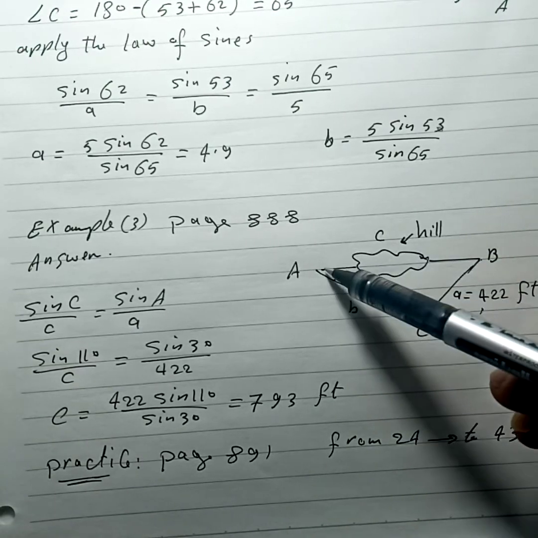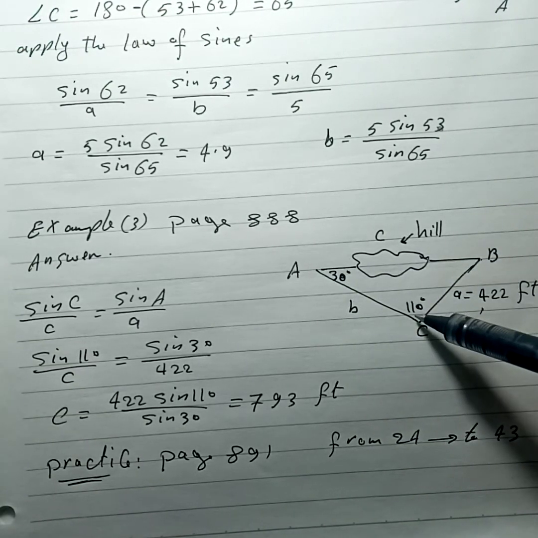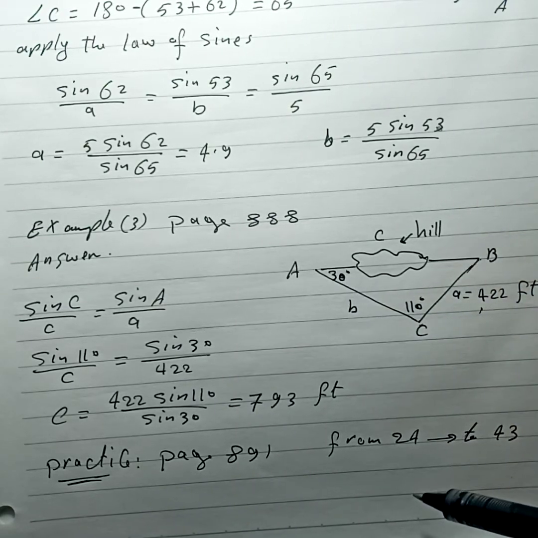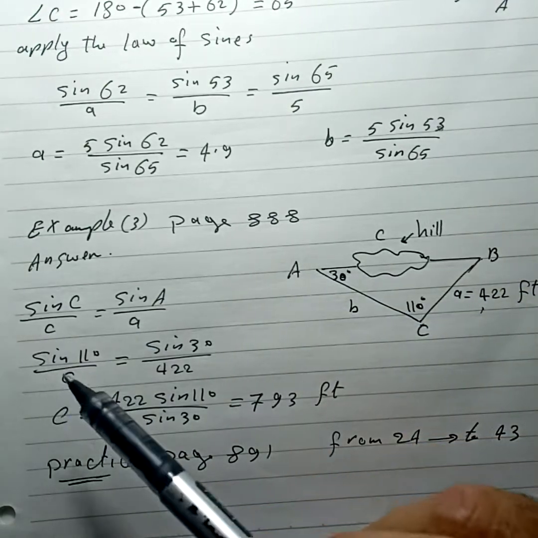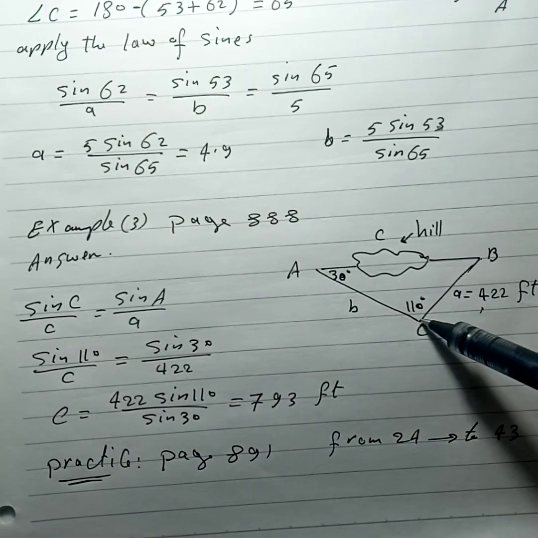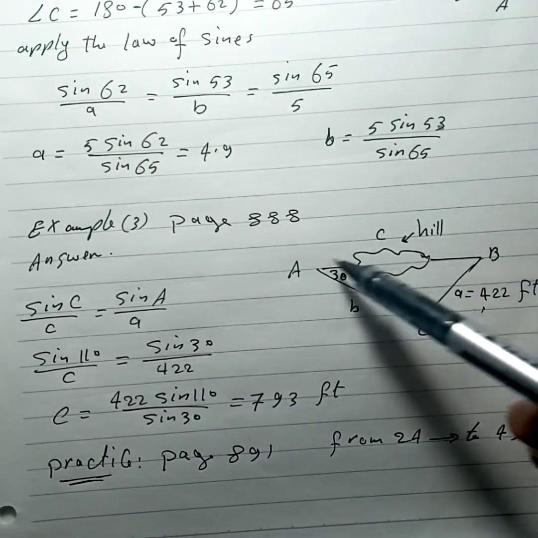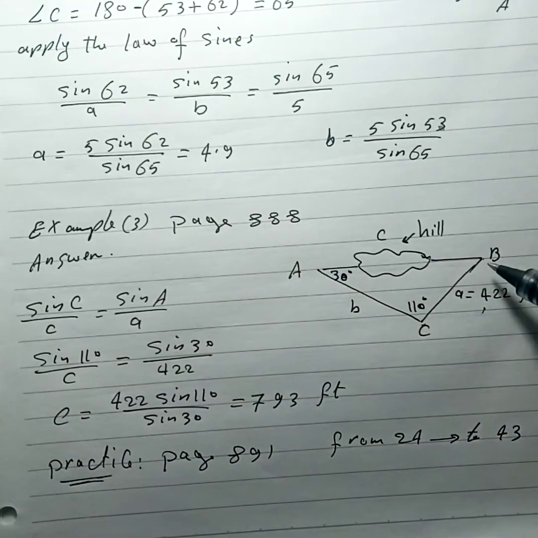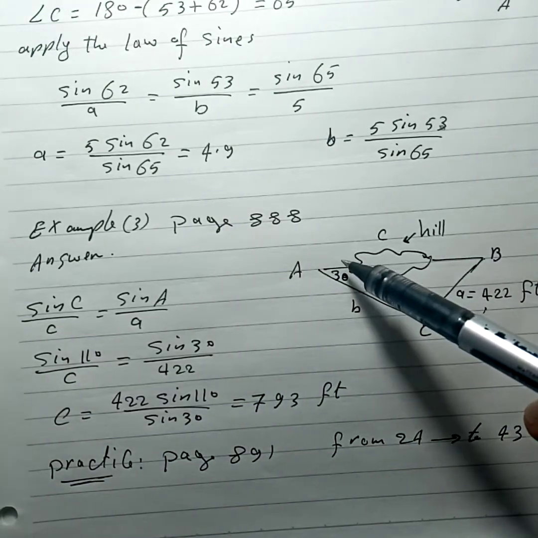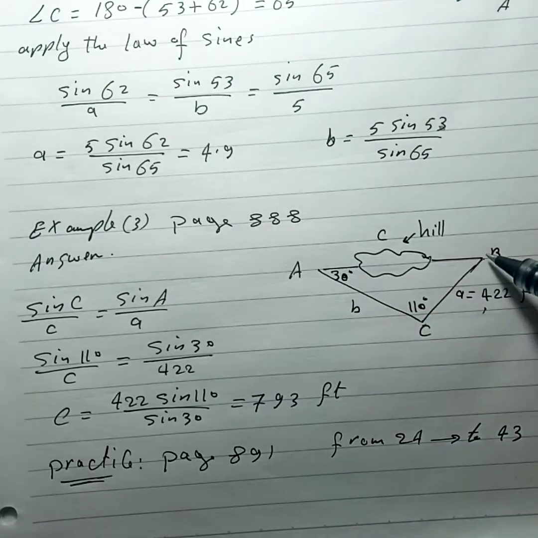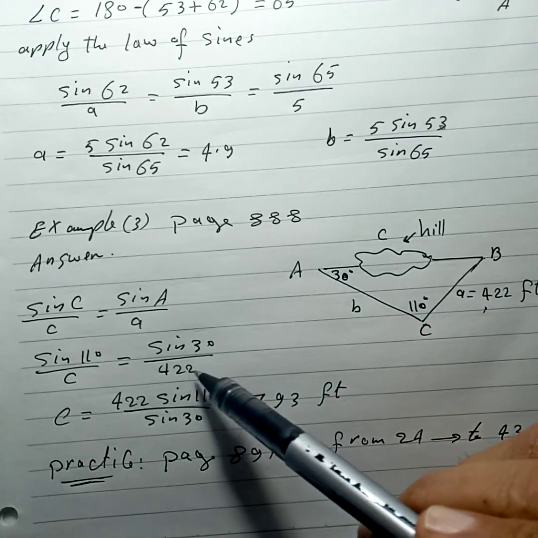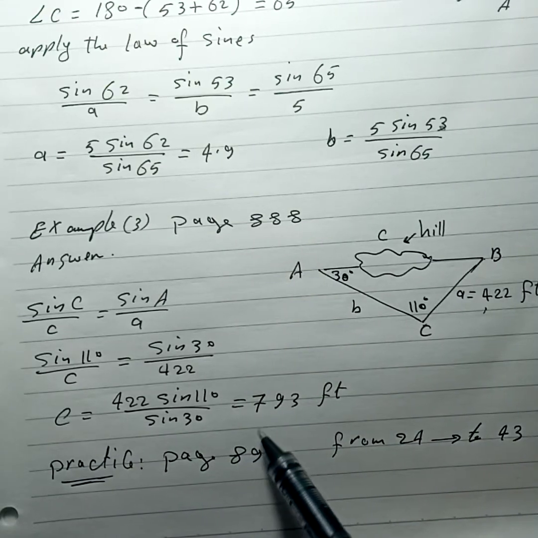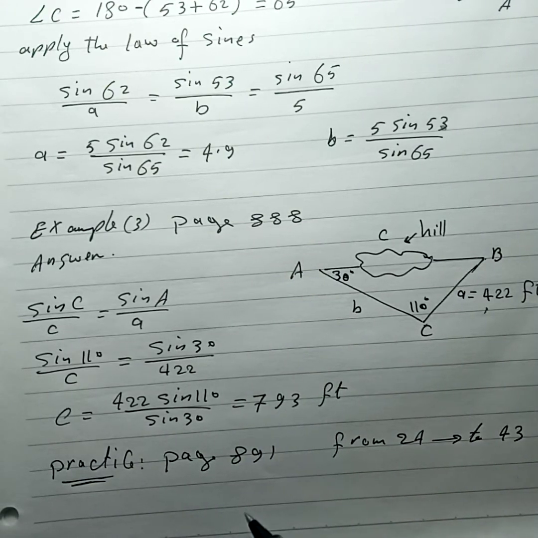I think we can say that this over sine this equals this over sine 30. Easy. So sine C over the side c, so sine 110 over c equals sine 30 over 422, and you can get c by cross multiplying. It will be 793 feet.